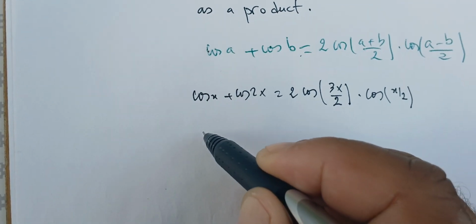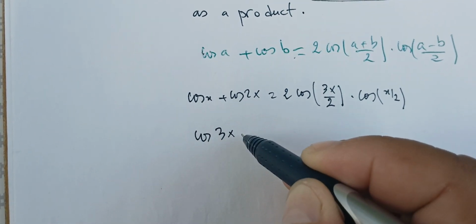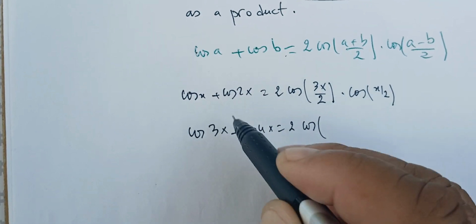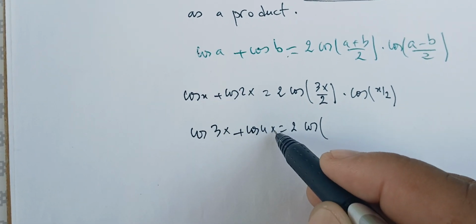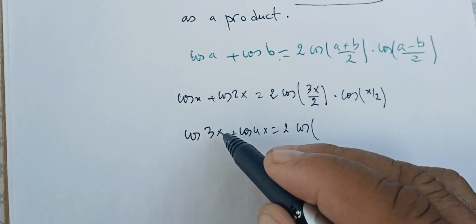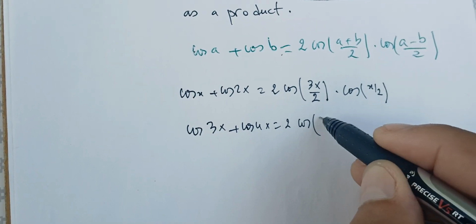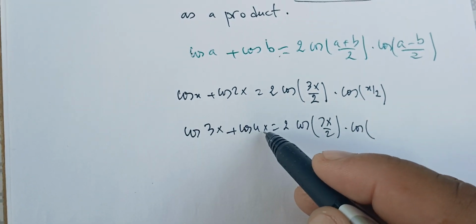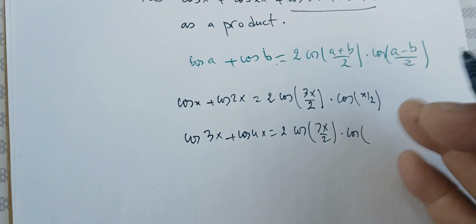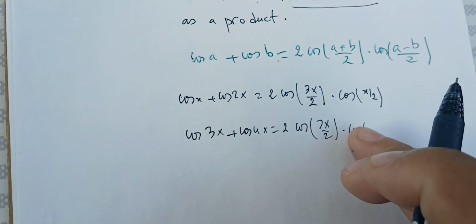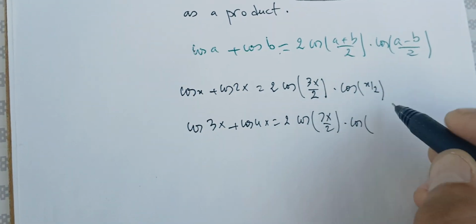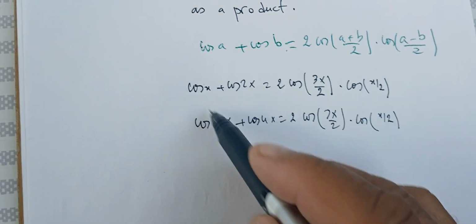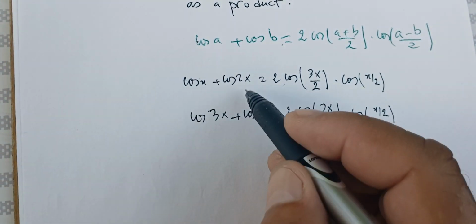Now the cosine of 3x plus cosine 4x is going to be 2 times the cosine. Here a is 3x and b is 4x, so I'm going to have (3x plus 4x) over 2, that means 7x over 2, times the cosine of (3x minus 4x), which is minus x over 2. And since the cosine is even, I'm going to have only x over 2. Now if I add these two, I will obtain my sum here.